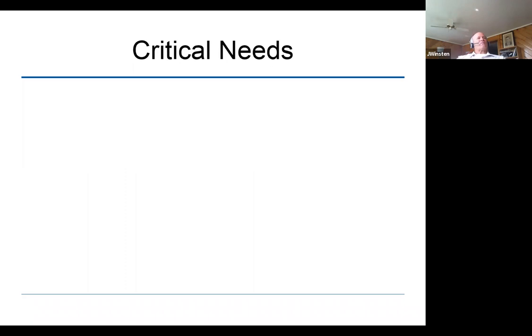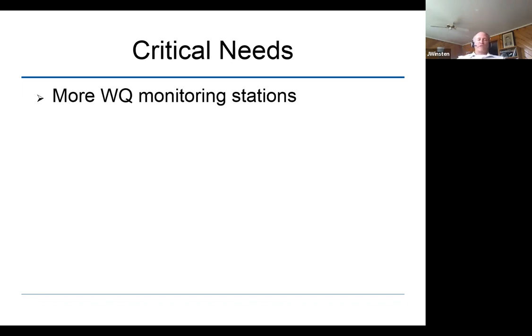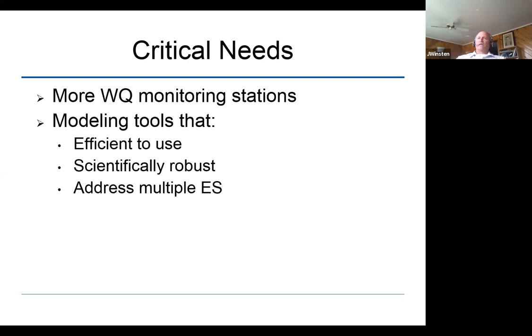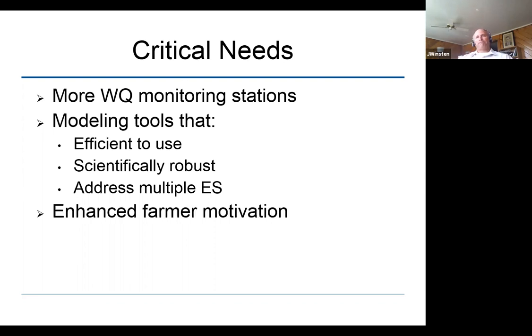So what are some of the critical needs? I think we need more water quality monitoring stations in the critical places at the mouths of some of the watersheds. And I think it's really important. I'll talk about that more in a minute. We need modeling tools that are efficient to use, that are scientifically robust, and ideally that address multiple ecosystem services, because you don't want to have to use 3 different models for 3 different ecosystem services. That's not going to be very efficient. We need enhanced farmer motivation, as I've mentioned, and we need to really think about how to get that. And we need the available technical assistance.